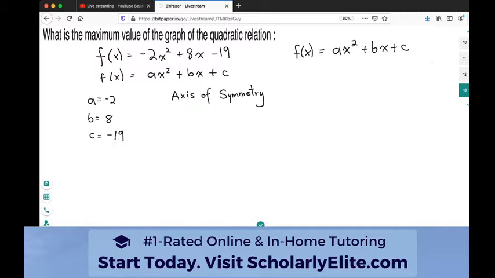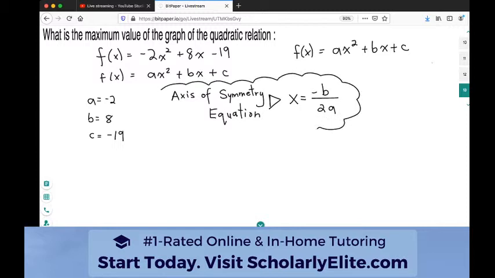The axis of symmetry equation is x equals -b divided by 2a. I would really recommend just soldering this into your brain. It's super important, you guys, okay? What we want to do here is determine this axis of symmetry, and then plug it back in to get the y, but we're just solving for the x right now.